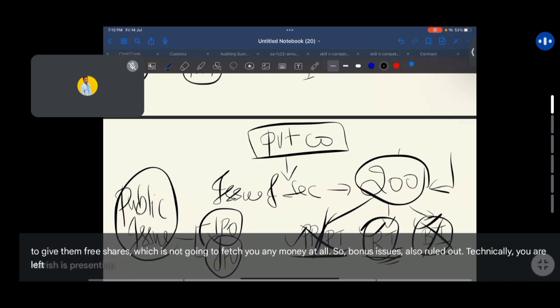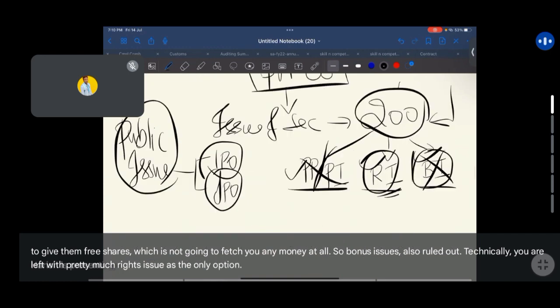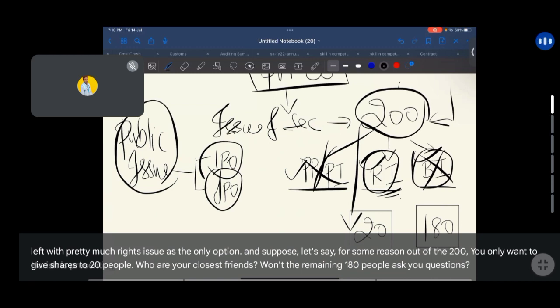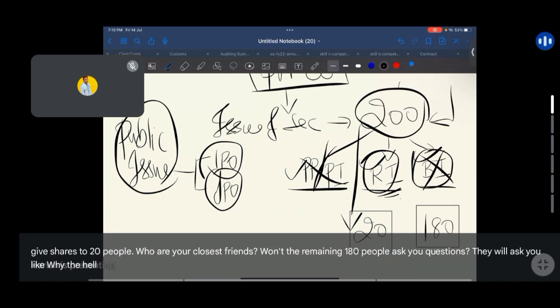You are left with pretty much rights issue as the only option. And suppose, let's say for some reason, out of the 200, you only want to give shares to 20 people who are your closest friends. Won't the remaining 180 people ask you questions? They will ask you like, why the hell am I not allowed to invest in this company? Why only these 220 people, right?